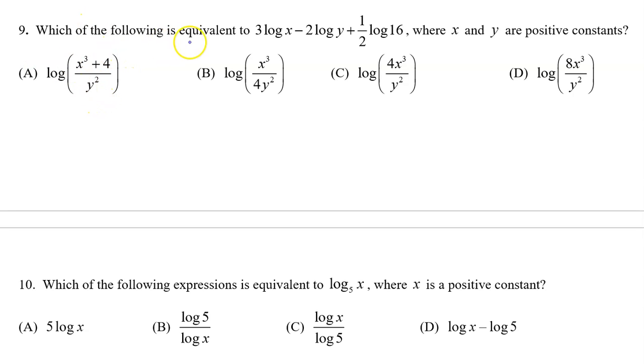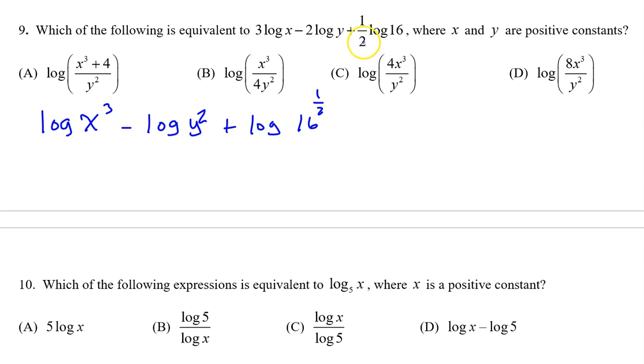Number 9. Which of the following is equivalent to 3 log x minus 2 log y plus 1/2 log 16, where x and y are positive constants? Because of the power rule, these numbers in the front can all be moved to the exponent. So I will get log of x to the third power from the first term minus log y to the second power and plus log 16 to the 1/2 power.